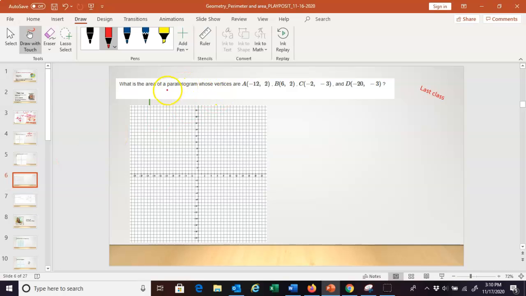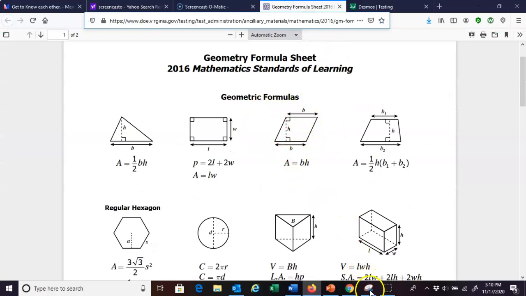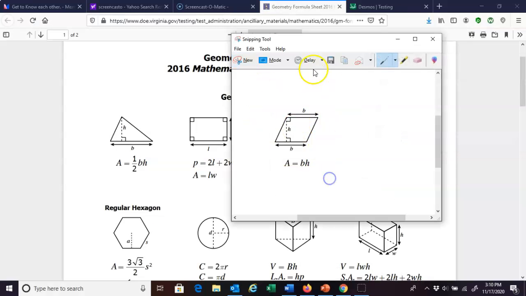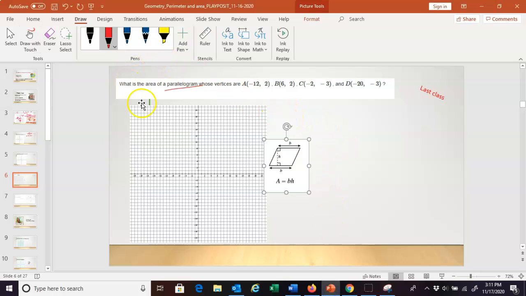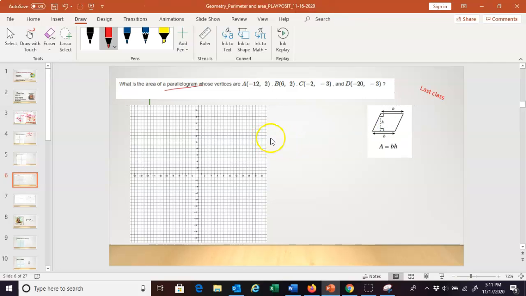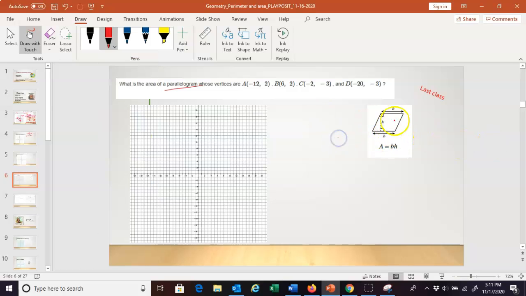Same thing with this one. They give you a parallelogram. This time you're going to want to find the parallelogram on your formula sheet. Here it is. I'm going to take a snip of that and put it on our presentation. Once you plot these points and connect the dots, you'll see a shape that looks just like that. Again, you do the same thing. You're going to use the distance formula, or the Desmos calculator, to find the length of the 2 bases and the height, and then you're just going to plug it in.